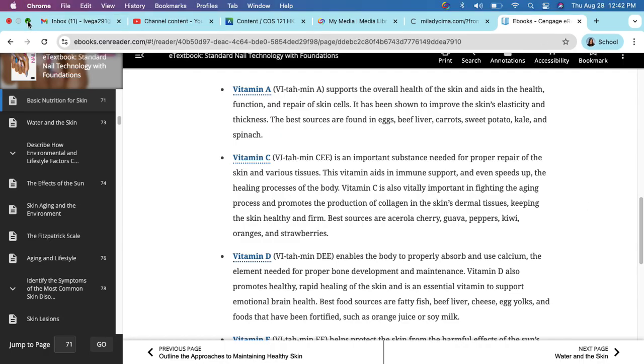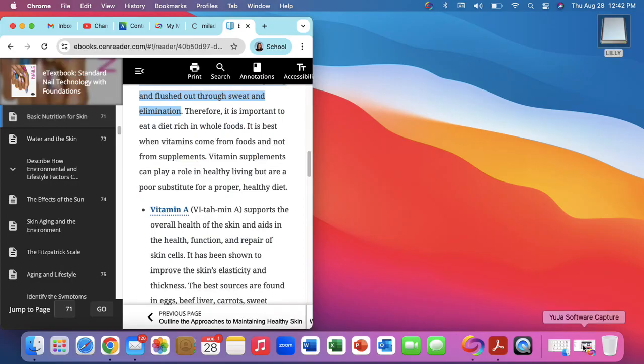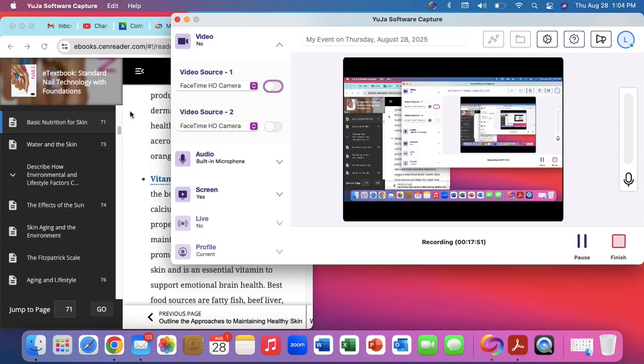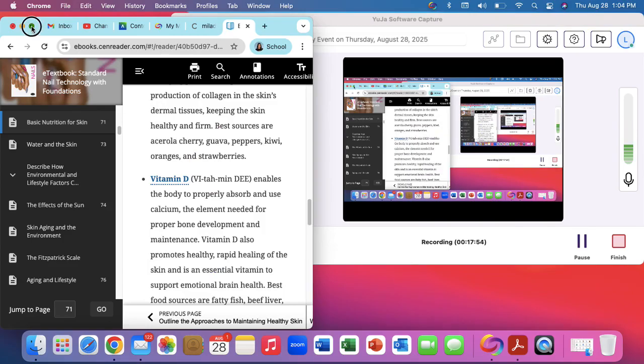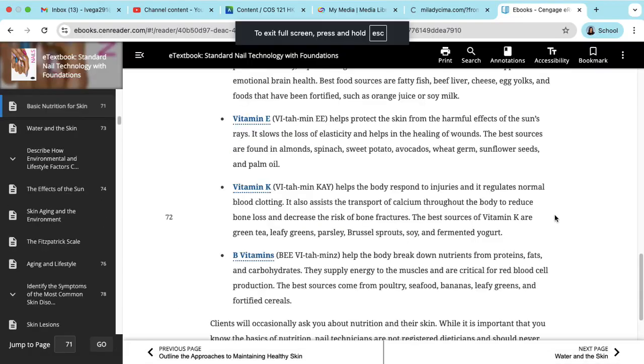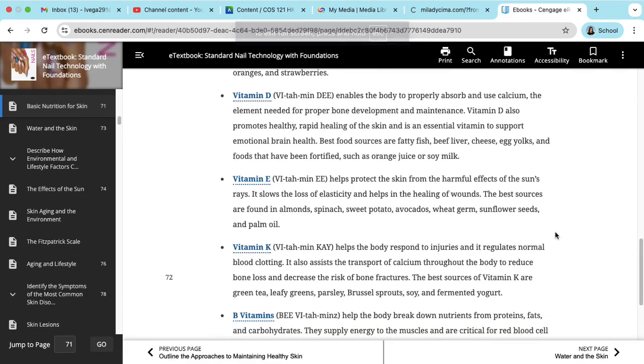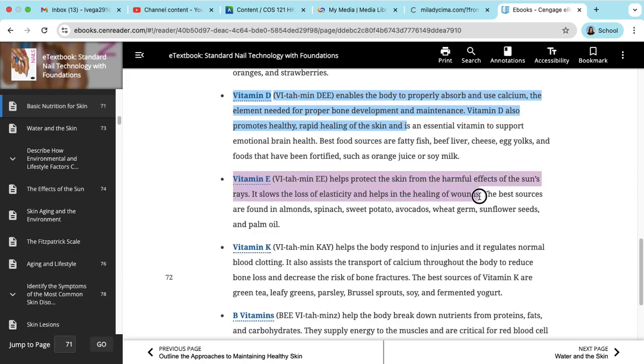Vitamin D. So we are in vitamin D. Vitamin D enables the body to properly absorb and use calcium. Also promotes healthy, rapid healing of the skin. Vitamin E helps protect the skin from the harmful effects of the sun rays. It slows the loss of elasticity and helps in the healing of wounds.